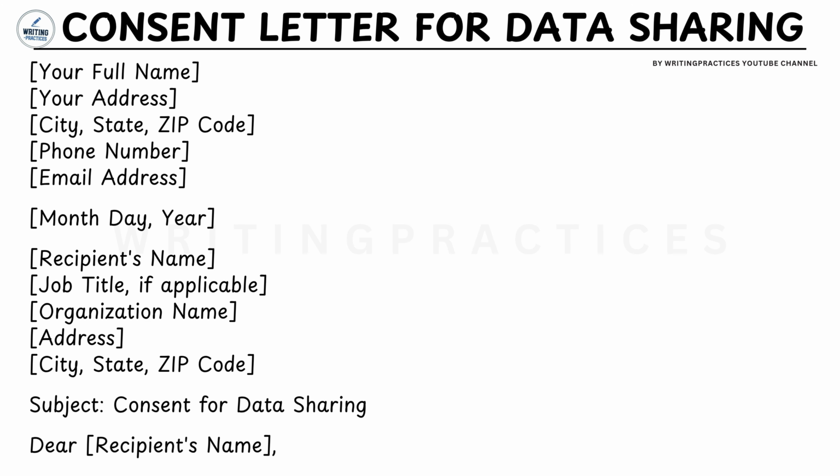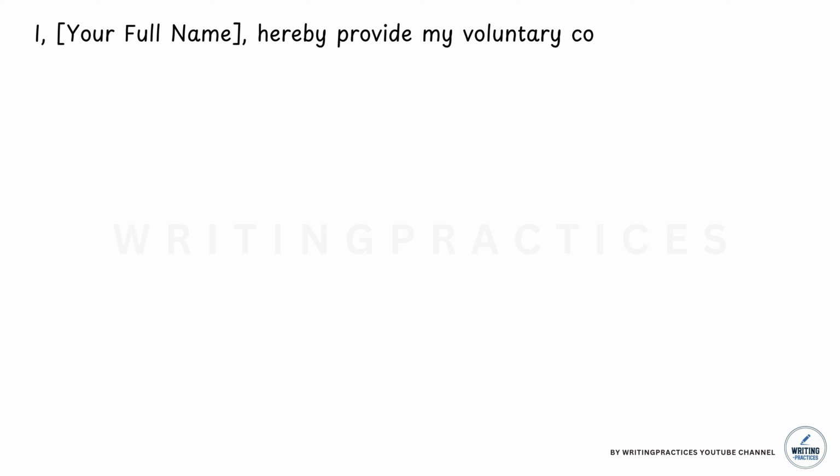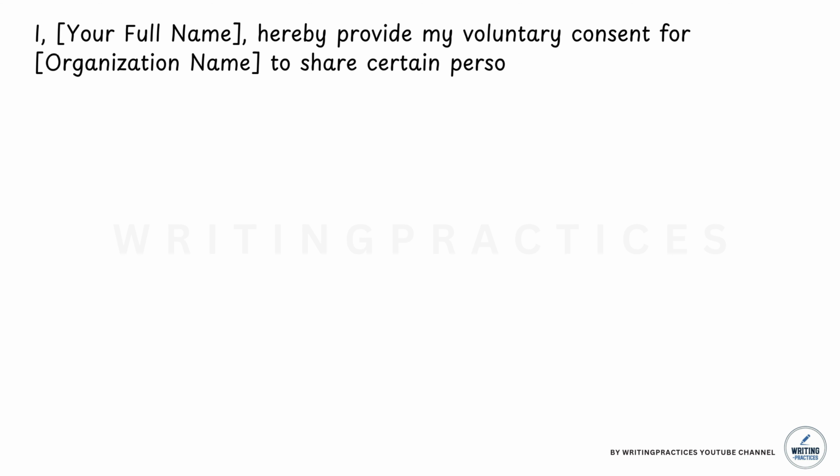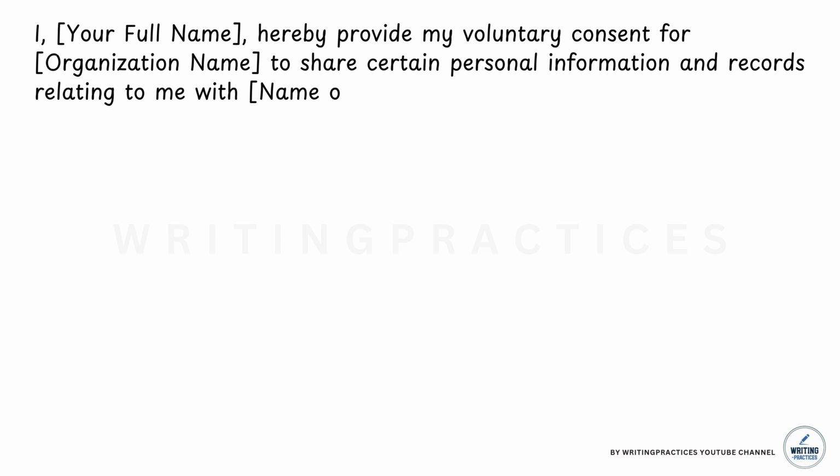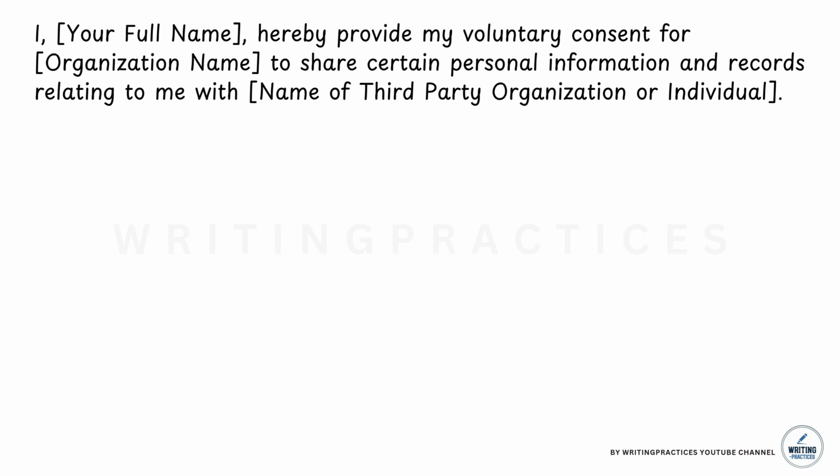Consent authorization paragraph. Now begin the letter by clearly granting consent. For example, I, Sophia Mitchell, hereby provide my voluntary consent for Northwest Medical Services to share certain personal information and records relating to me with Evergreen Health Research Institute. This paragraph serves as the legal foundation of the authorization. The organizations involved should be clearly identified so there is no uncertainty regarding who may share information and who may receive it.